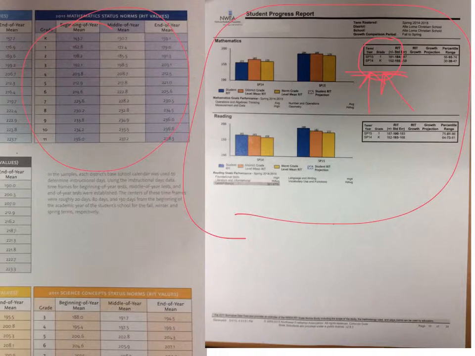Okay. And then as we look at the yellow is the norm grade level mean RIT score, and that is for the nation, which includes public as well as private schools, Christian schools, all schools where students take the MAP test.